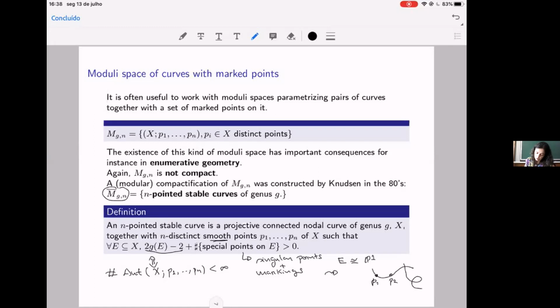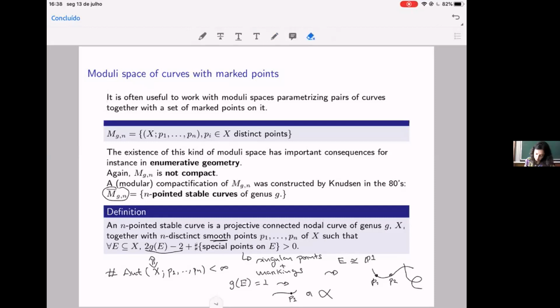And the other situation is, if the genus of E is equal to 1, then you have an elliptic smooth curve, and then you ask for the subcurve to have either a marking or a node.